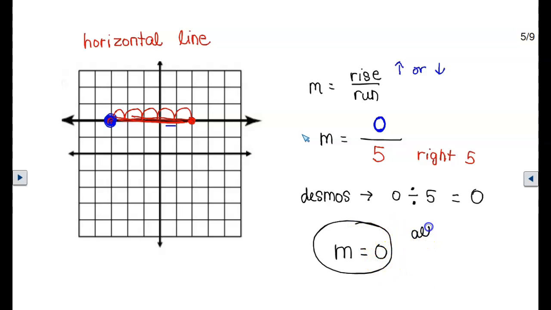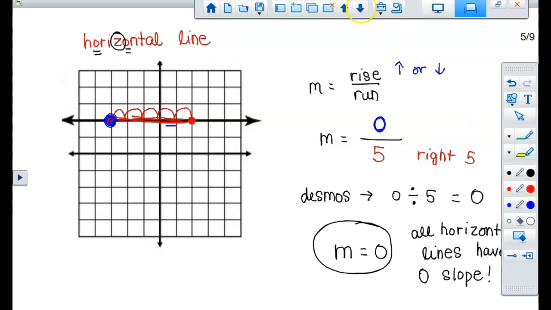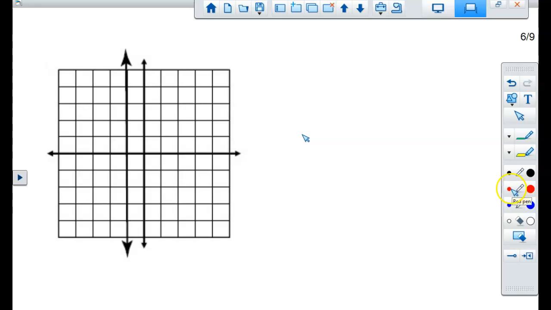And what you need to know is that this will be true for all horizontal lines, all flat lines. They will all have 0 slope, and they all have zero slope because they have no rise. So all horizontal lines are zero slope. Notice that the word horizontal has the Z in it. Notice there are also a couple of O's in it that look like zeros to kind of remind you of that.